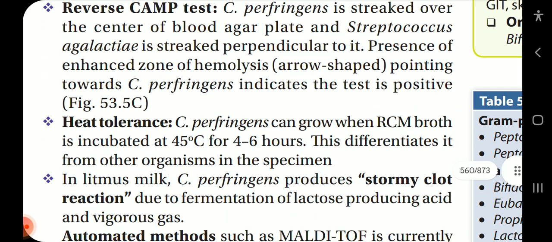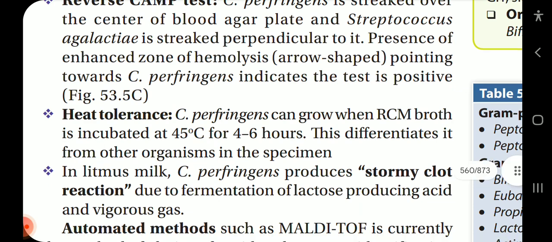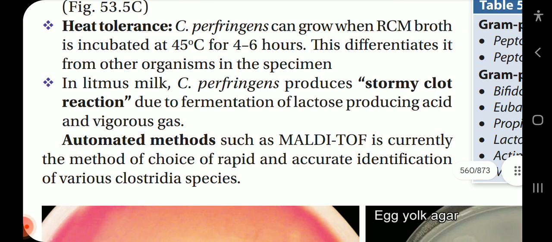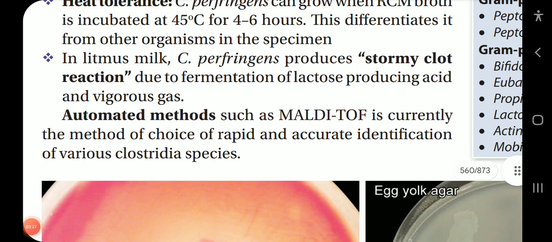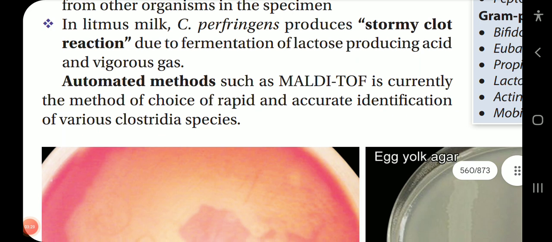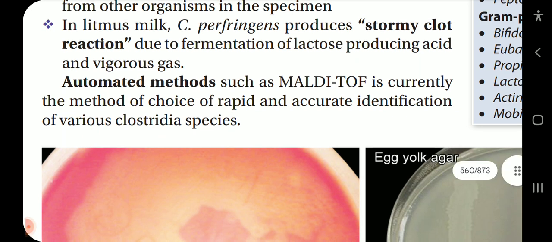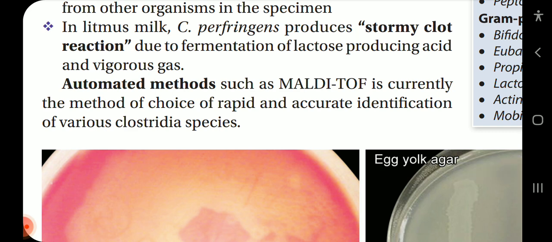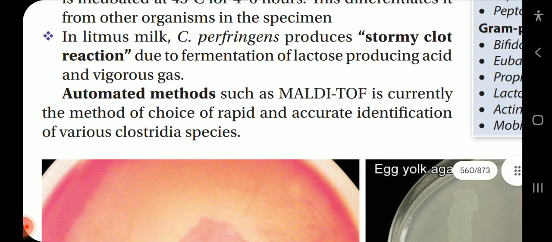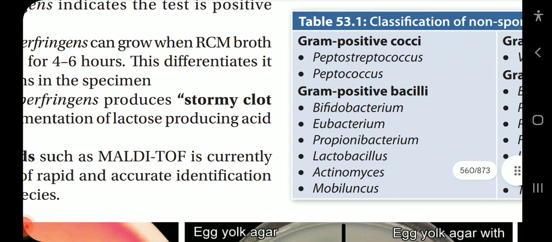Reverse CAMP test: Clostridium perfringens is streaked over the center of the blood agar and Streptococcus agalactiae streaked perpendicular to it. Presence of an enhanced zone of hemolysis, arrow shaped pointing towards Clostridium perfringens, indicates the test is positive. Heat tolerance: Clostridium perfringens can grow when RCM broth is incubated at 45 degrees Celsius for 4 to 6 hours. This differentiates it from the other organisms in the specimen. In litmus milk, Clostridium perfringens produces a stormy clot reaction due to the fermentation of lactose producing acid and vigorous gas. Automated methods such as MALDI-TOF are currently the method of choice for rapid and accurate identification of various Clostridia species.